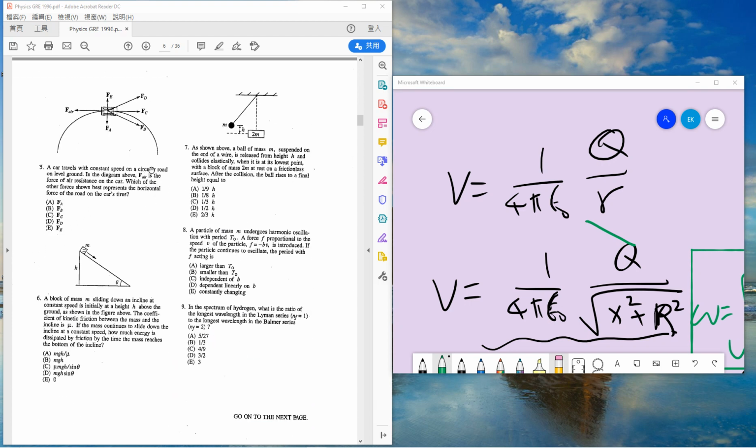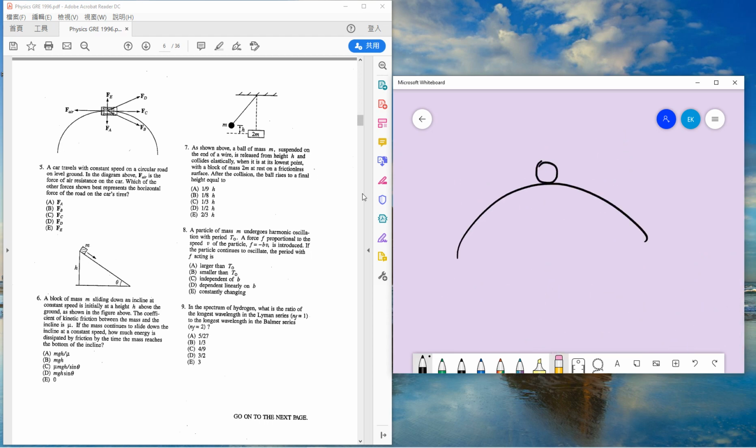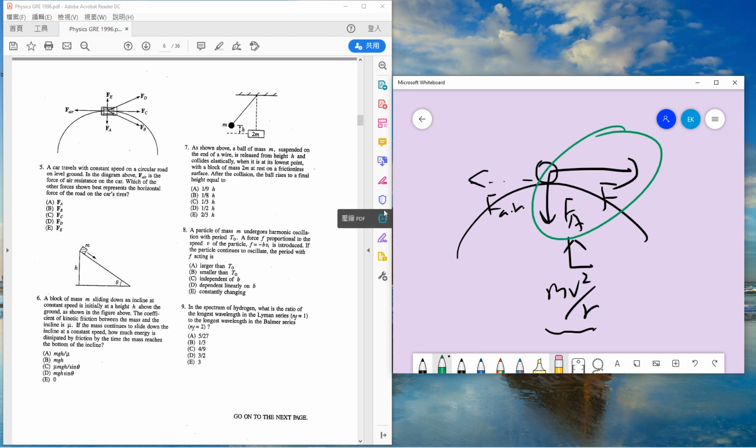Okay, number 5. The car travels at a constant speed, and in the diagram there is F air, the air resistance, and which of the other forces best represents the horizontal force. So you have constant speed. That means there will be some force which balances this F air. So we want to balance the horizontal part, right? But there is still the mv squared, which is the centripetal force. So the total force will be these two, which is FB. So the answer is B.